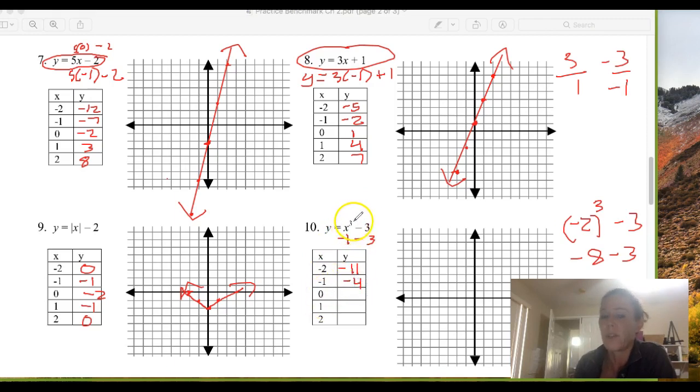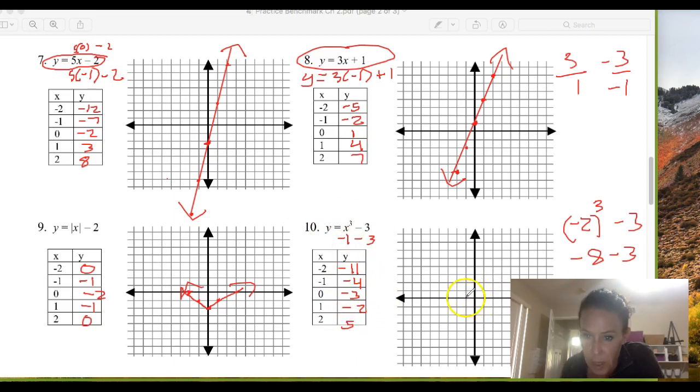Plug in 0, 0 cubed is 0, minus 3 gives me -3. Plug in 1. 1 cubed is 1 times 1 times 1, which is 1. 1 minus 3 is -2. Then plug in 2. 2 times 2 times 2 is 8. 8 minus 3 is 5. Okay, there you have it.